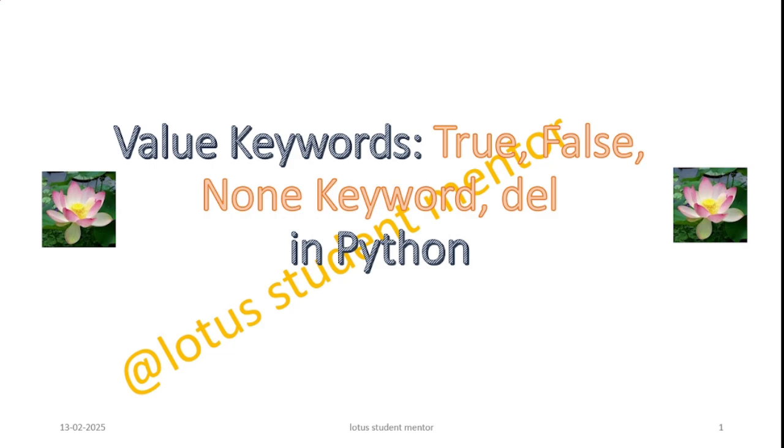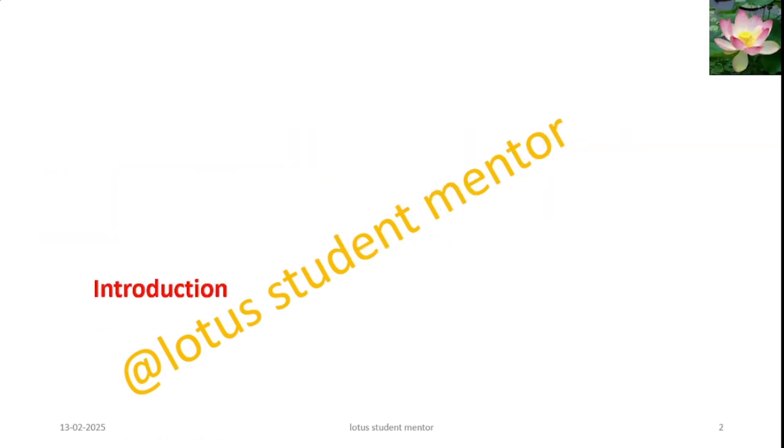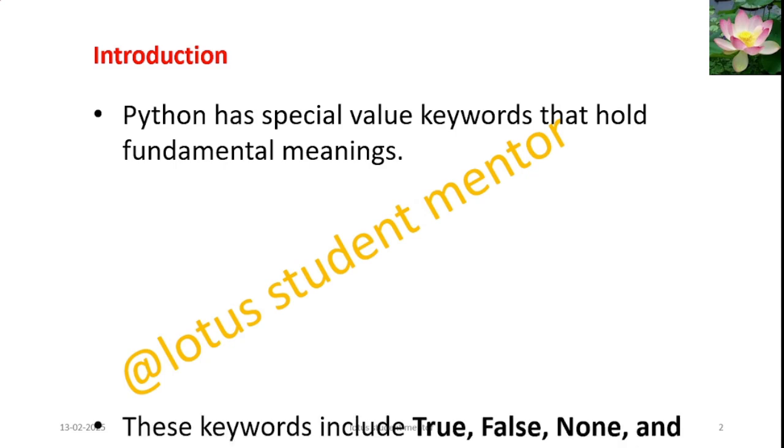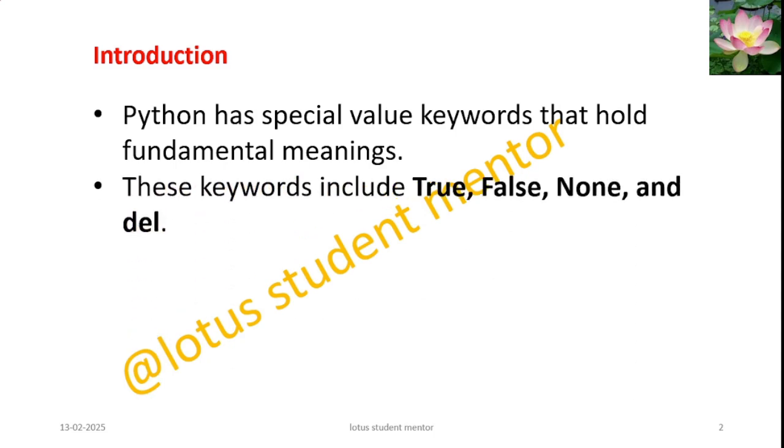In this session we are going to study the value keywords. The value keywords are True, False, None and del. In the previous videos we have studied the 35 keywords in Python. These 35 keywords are categorized into various categories. The first category is the value keywords: True, False, None and del.